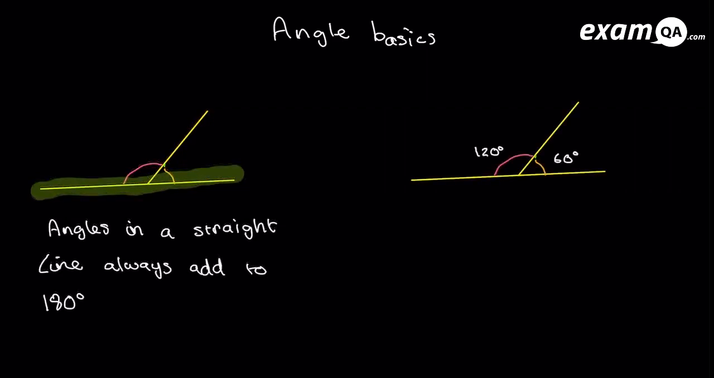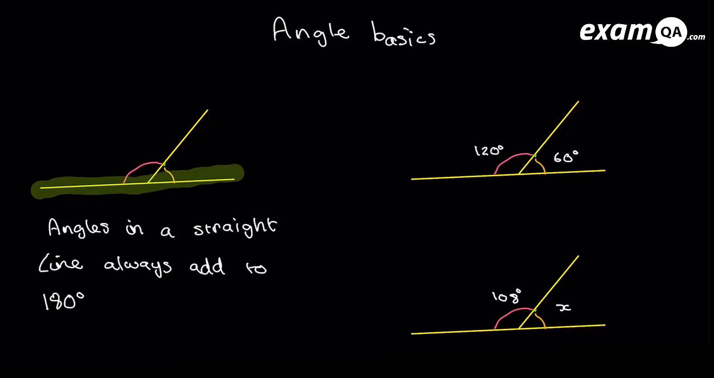So here I've got an example. You've got 120 degrees and 60 degrees. And sum them up, you get 180. So here I've given a question where we need to work out what x is. And we know one of the angles is 108. Now remember, these two angles must add up to 180. So the calculation we're going to do here is 180 minus 108 to see what's left in order to make them add up to 180.